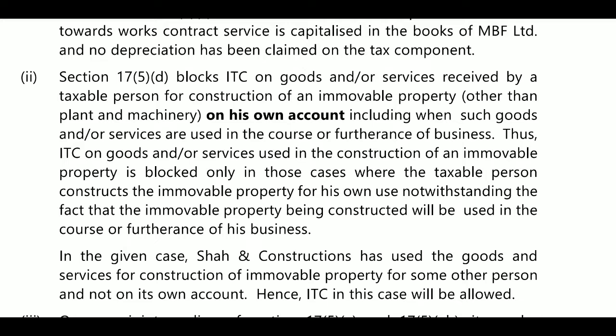Even though goods are used in the course or furtherance of business, ITC on goods or services used in the construction of immovable property is blocked only in those cases where the taxable person constructs the immovable property for his own use, even if the immovable property being constructed is used in the course or furtherance of business. In the given case, Shah Construction Limited has used the goods or services for construction of immovable property for other persons. So it is not for its own account. They are providing it for one of its clients. Hence ITC will be available.